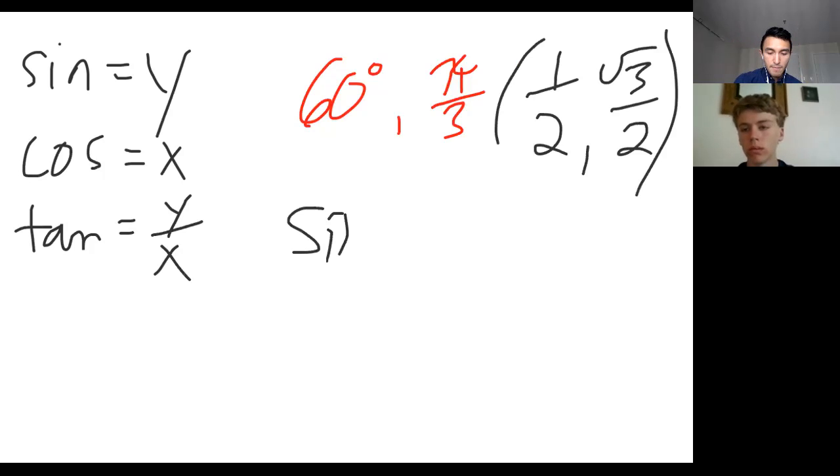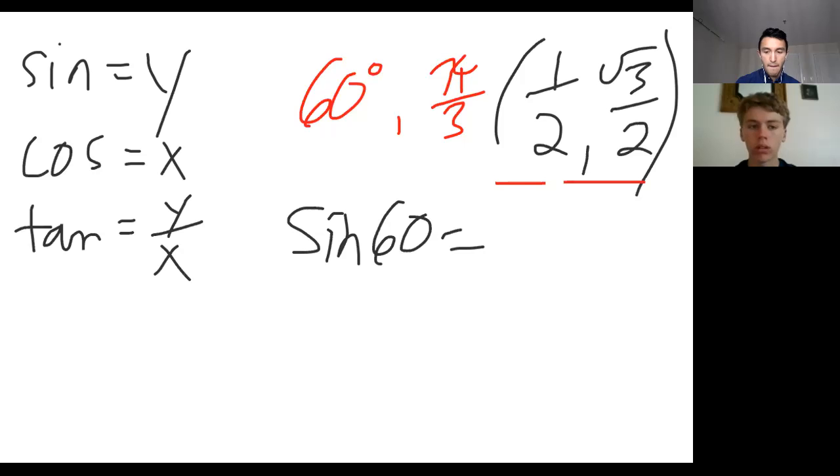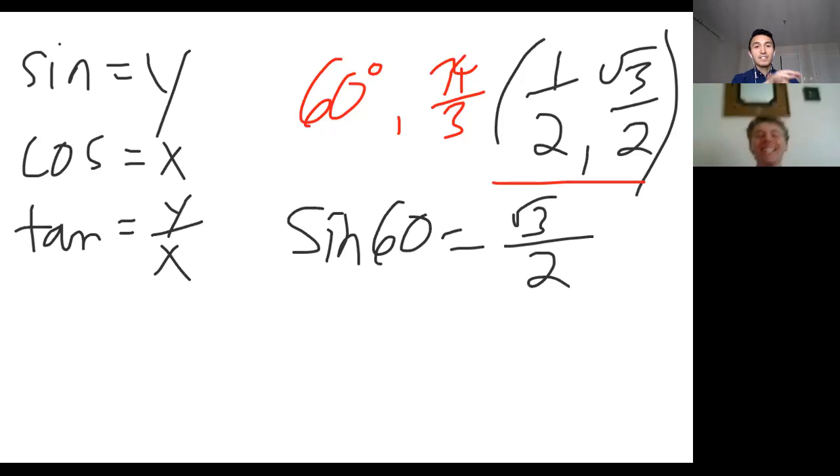So the sine of 60 equals what? It equals the y value. So what's the y value here? Oh, 1/2. Or no, sorry, the square root of 3 over 2. Exactly, you got it. So that's literally the answer. That's the whole point of the unit circle: it's actually like a cheat sheet and a shortcut.